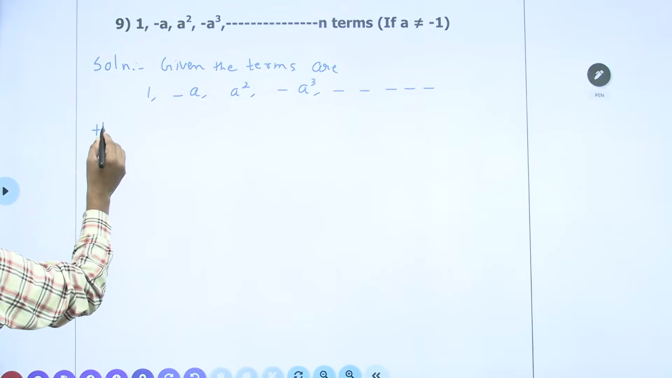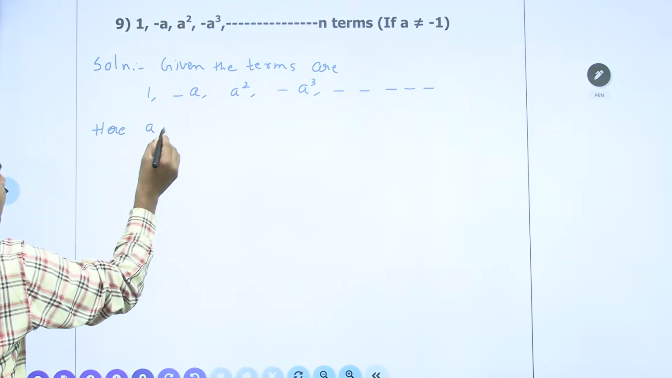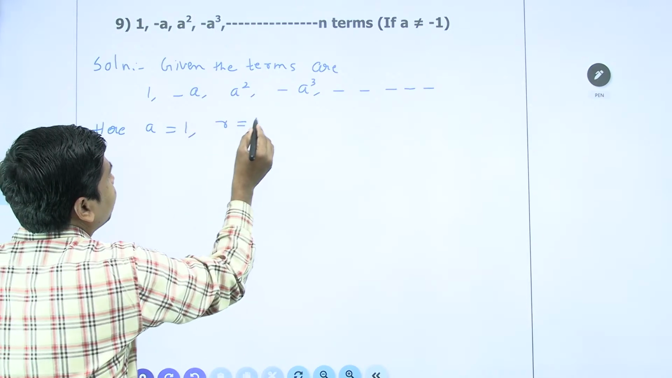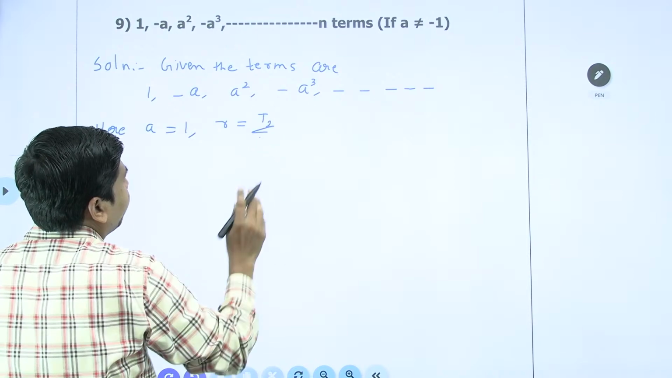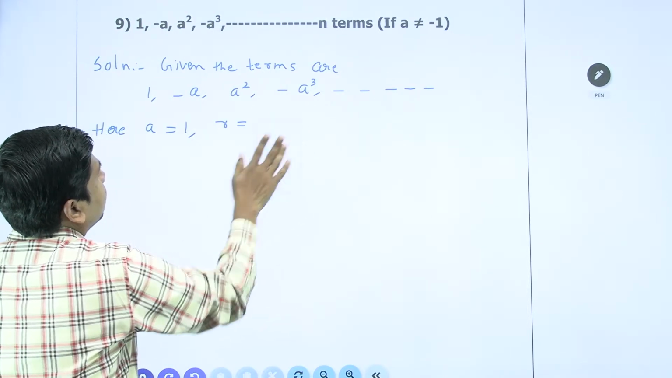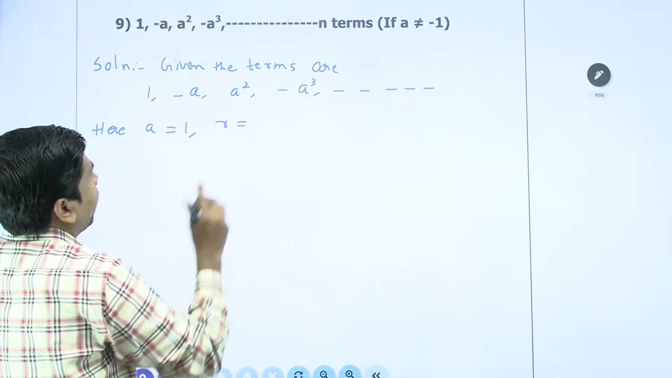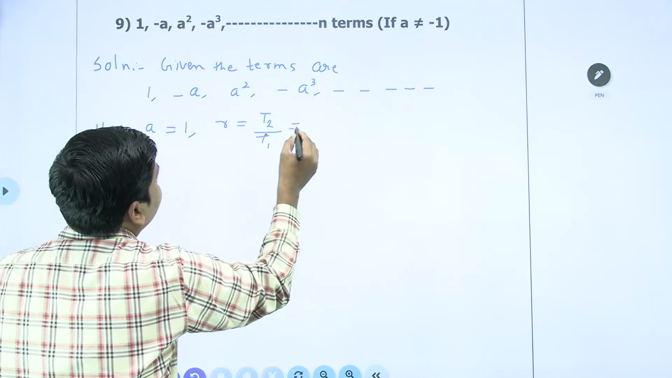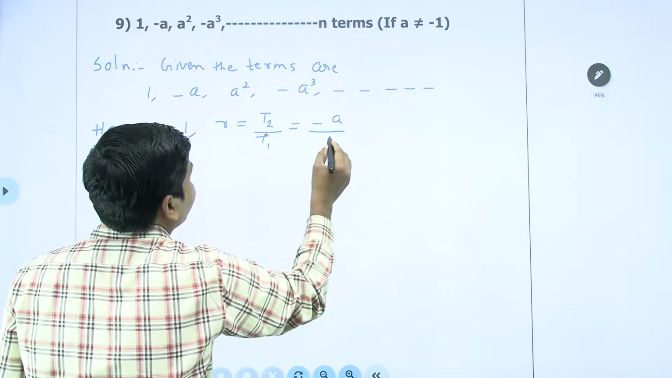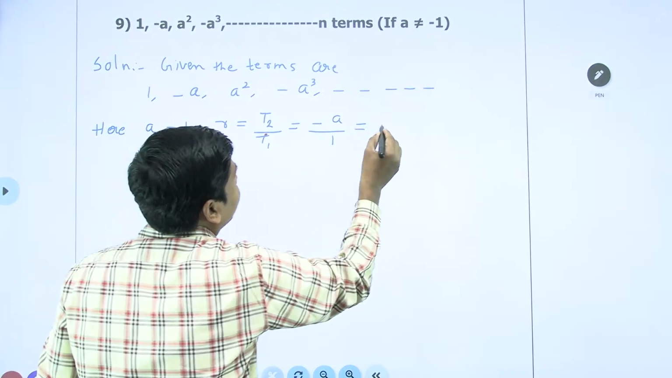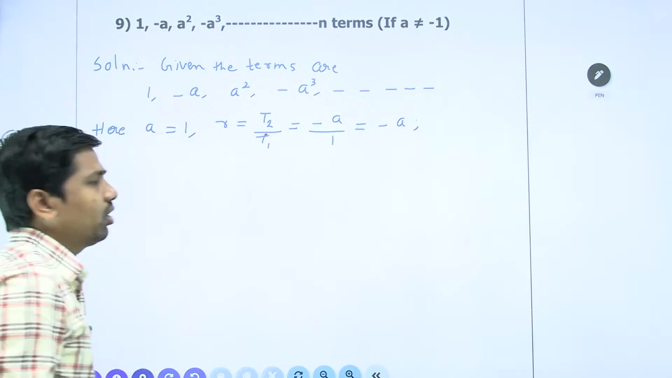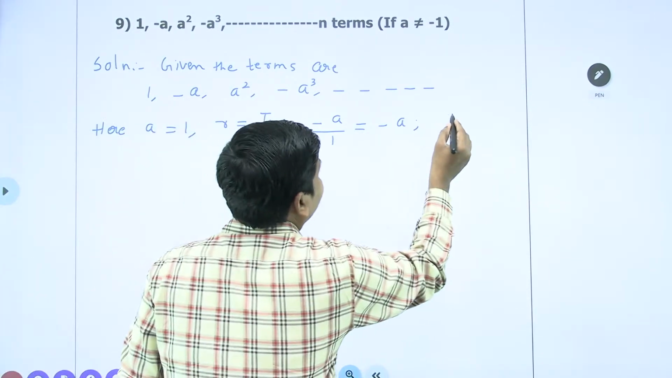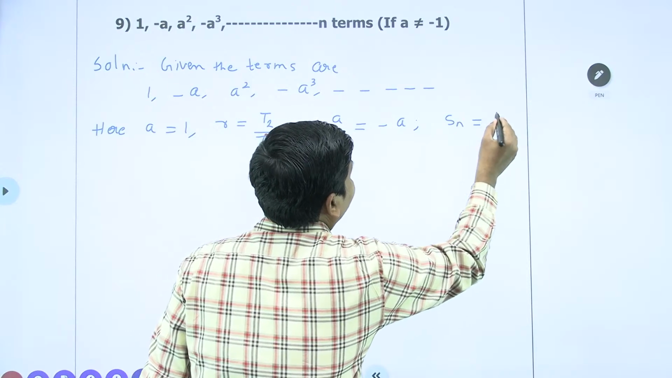Here the value of a is nothing but the first term, a is equal to 1. The common ratio is t2 by t1. t2 is minus a and t1 is 1. So it is minus a. The common ratio is minus a. And what you have to find here? Sn. Sn is the question mark.